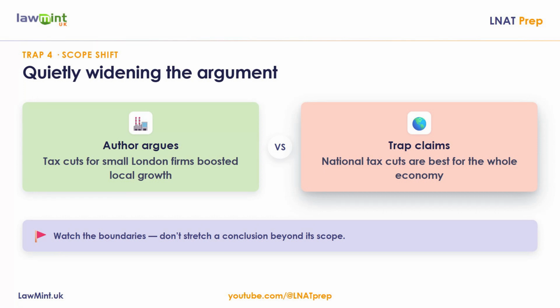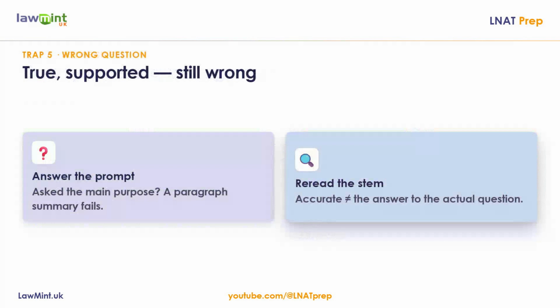The final trap is answering the wrong question. An option can be entirely true, fully supported by the text, and still fail, simply because it does not address what the prompt actually asked. For instance, the question asks for the main purpose of the passage, but the trap option gives an accurate summary of just the third paragraph. It is true, yet it is not the main purpose, so always reread the question stem.